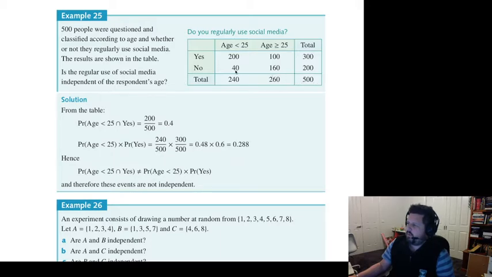And we've got the tallies of the totals both ways as well. So the total for the age less than 25, there were 240 people, and there were 260 that were 25 or above. 300 answered yes, and 200 answered no. So here it says, is the regular use of social media independent of the respondent's age? So seeing if they affect each other.